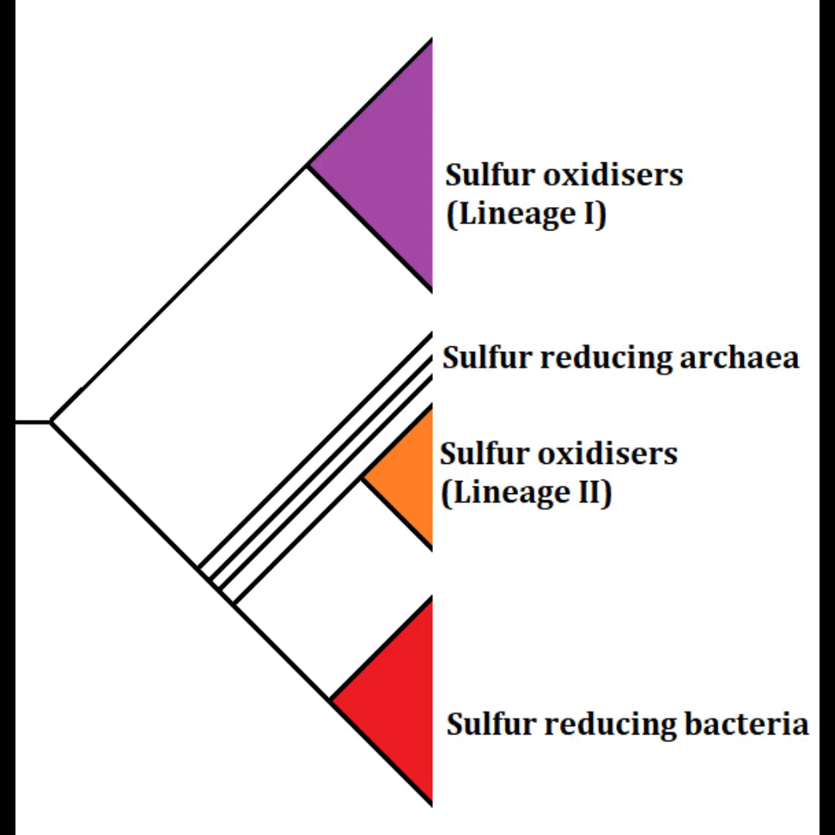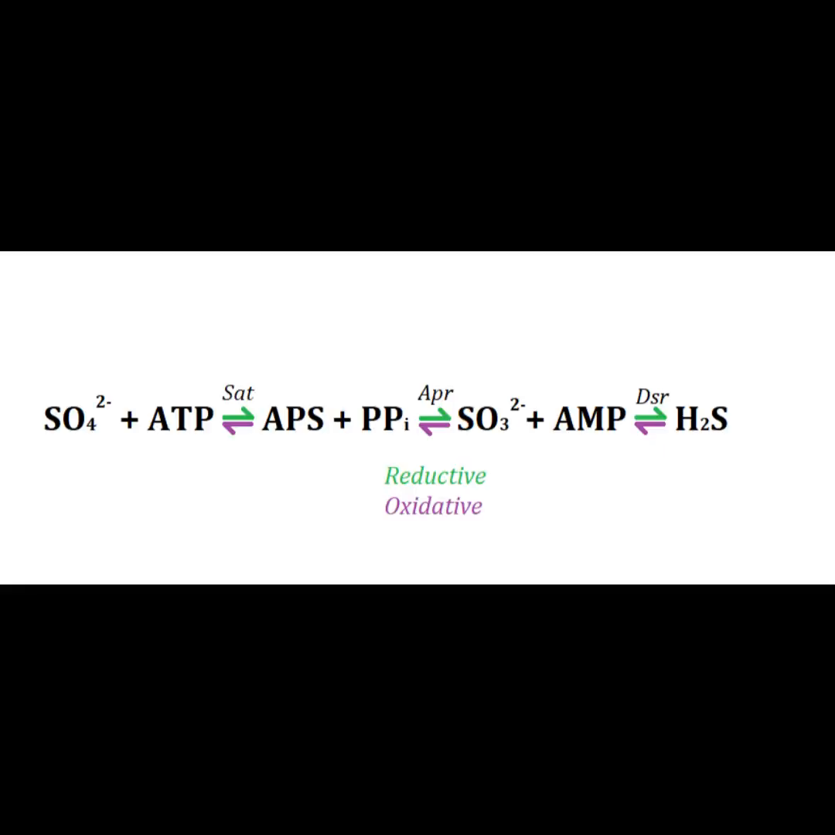Meanwhile, if we look at the adenyl sulfate reductase enzyme phylogeny, the base is between the oxidative lineage 1 and the reductive variety. This suggests that the oxidative and reductive pathways split shortly after sulfate respiration began. The fact that different enzymes are used for the oxidation and reduction of thiosulfate and polysulfide, while the same ones are used to oxidize and reduce sulfate, indicates that sulfur oxidation began as a reversal of the sulfate respiration pathway.